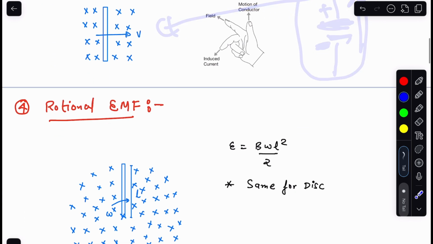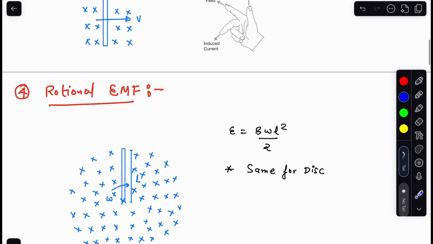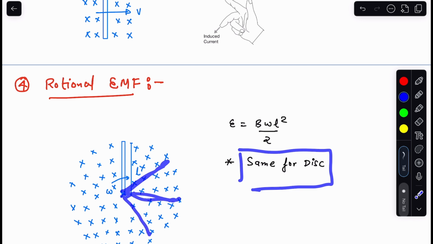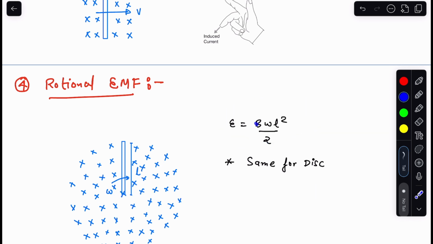Now another way of creating the EMF is with the help of rotation. I was moving like this, now also I am moving a little bit like that only, but I am rotating like this, still it is moving only, and there we get this EMF as B omega L squared divided by 2. Now see, if I have a disk, then also like this we will have the batteries, and these batteries are in parallel combination, so that's why the EMF is going to be the same, B omega L squared divided by 2. And in this sense of rotation with this magnetic field, the EMF of the battery will be like this.